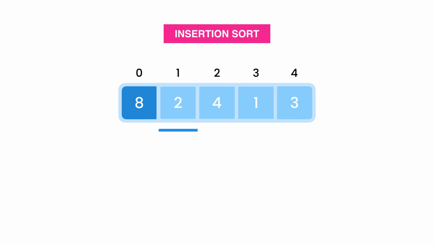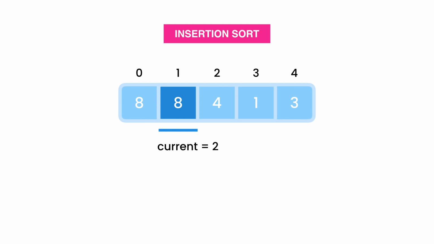So 8 is greater than 2, and we should shift it to the right to open space for 2. To do this, first we store 2 in a separate variable called current. Next, we shift 8 to the right. Well, more accurately, we copy it to the right. So it overwrites 2. That's why we had to store 2 in a separate variable so we don't lose it.